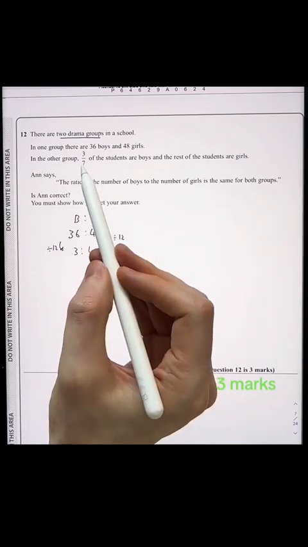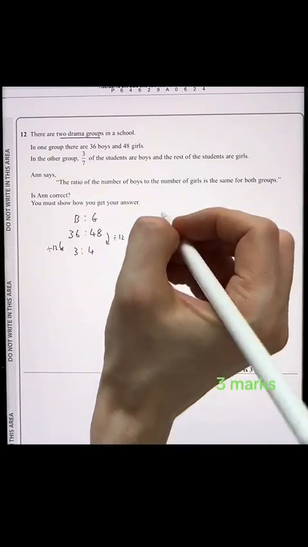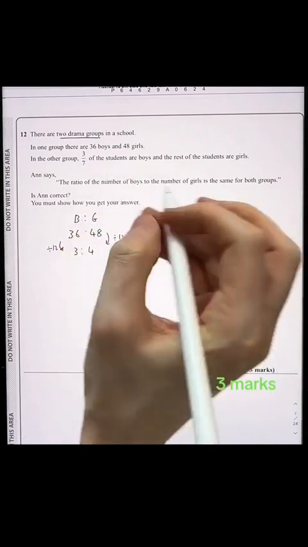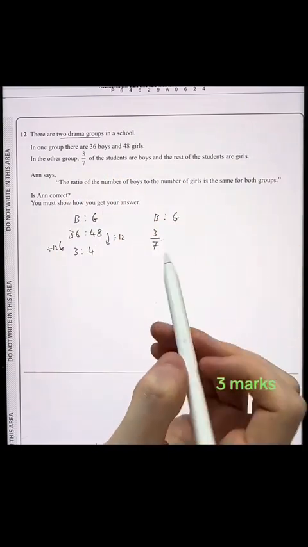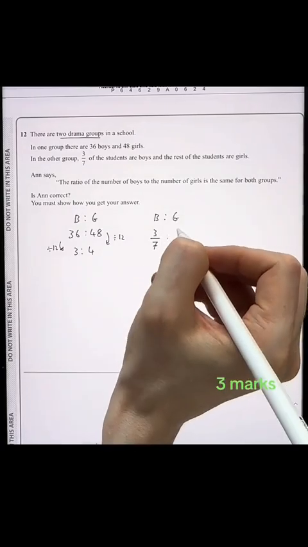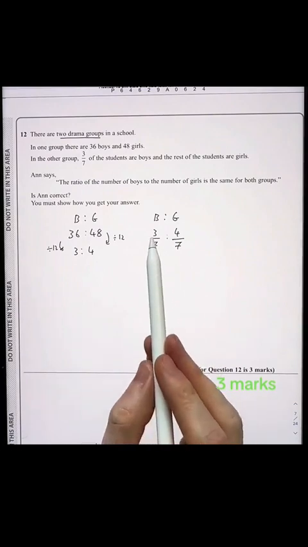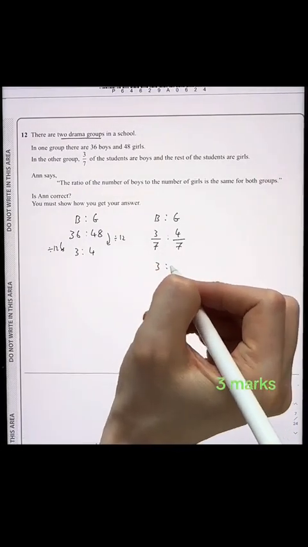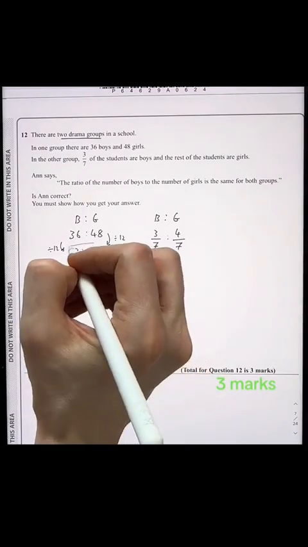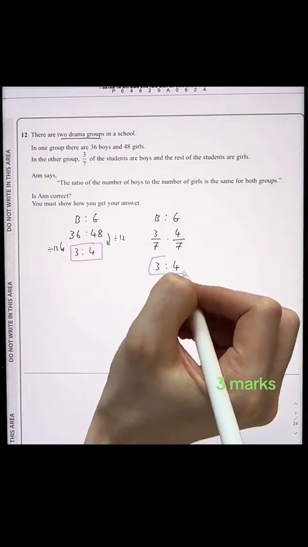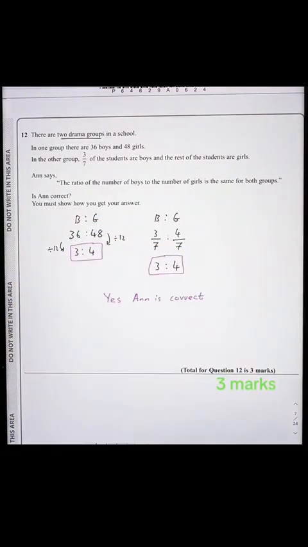In the other group, we're told 3/7 of the students are boys, and the rest of the students are girls. So therefore, the ratio of boys to girls in the other group, if 3/7 are boys, if I want to work out the number of girls, I can just do the bottom number take away the top number. Well, 7 take away 3 gives us 4, and it's always the same denominator. So therefore, 4/7 are girls. As they have the same denominator, I can just read off the top numbers, that's my ratio. Therefore, it's the ratio of 3 to 4. We can now see that the ratio of boys to girls in both groups is 3 to 4. Therefore, Anne is correct.